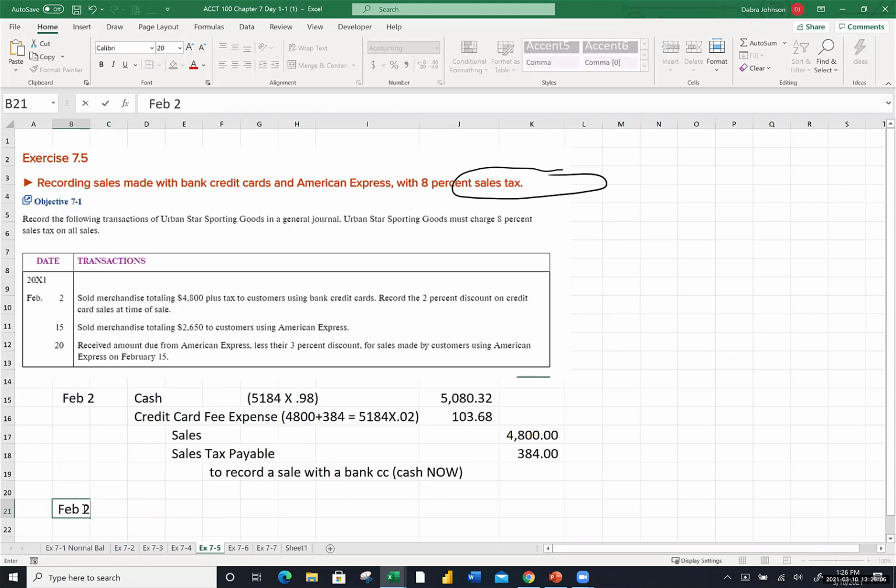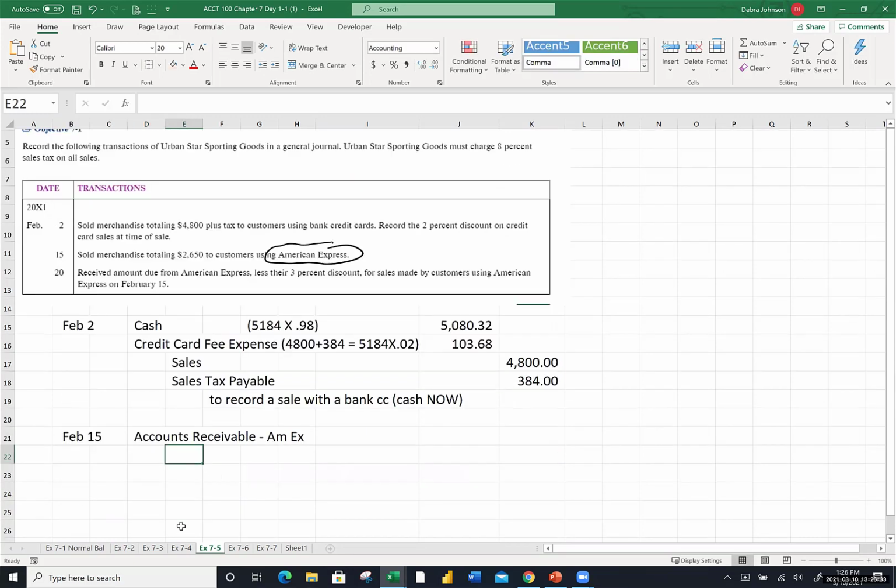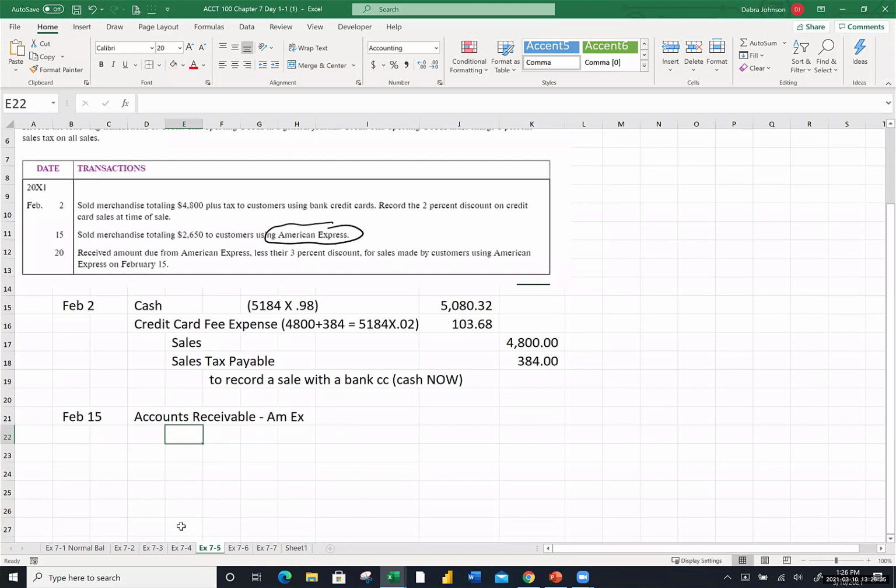And then on February 15th, here comes the non-bank. So when you see American Express, that is the most common non-bank credit card. So let me put the bones in. Accounts receivable is used when a non-bank credit card is used. So accounts receivable from American Express, no fee now, even though I disagree with how the author is showing this to you. I'm using his method.